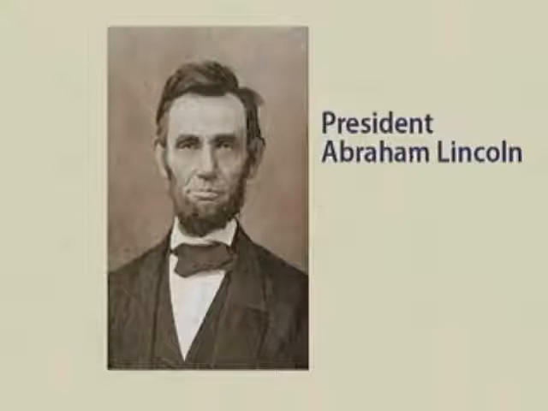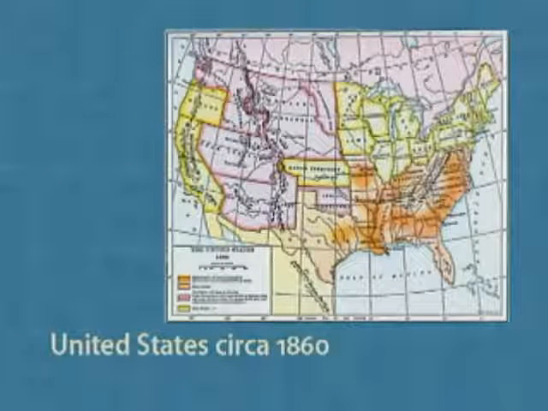With the Democratic Party split into Northern and Southern wings over the Kansas question, the way looked open for an anti-slavery Republican candidate to win the presidency in 1860. When Republican Abraham Lincoln did just that, the Southern states quickly declared that they were through with the United States. By spring 1861, 11 Southern states had seceded from the Union and formed the Confederate States of America.